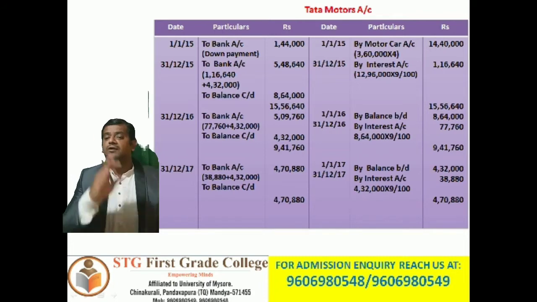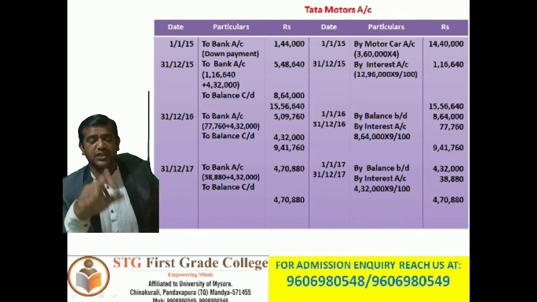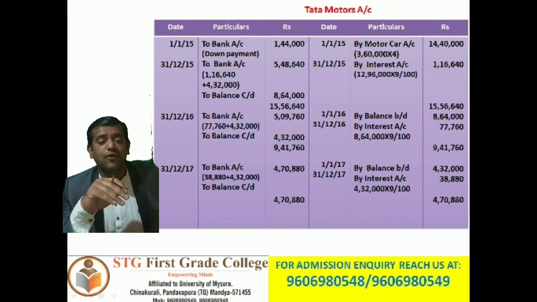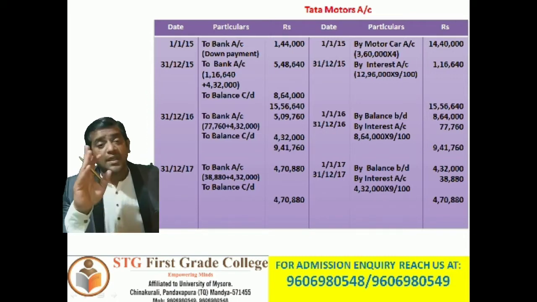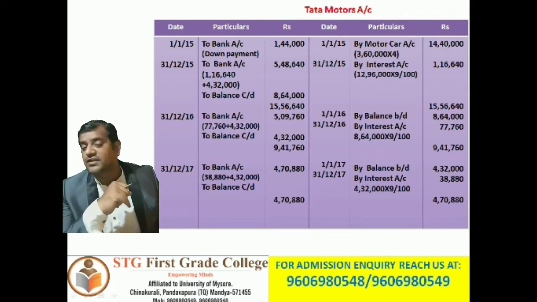77,760 rupees. So now add this to 8,64,000 plus 77,760. So the total will be 9,41,760. How much? 9,41,760. So get back to the debit side.